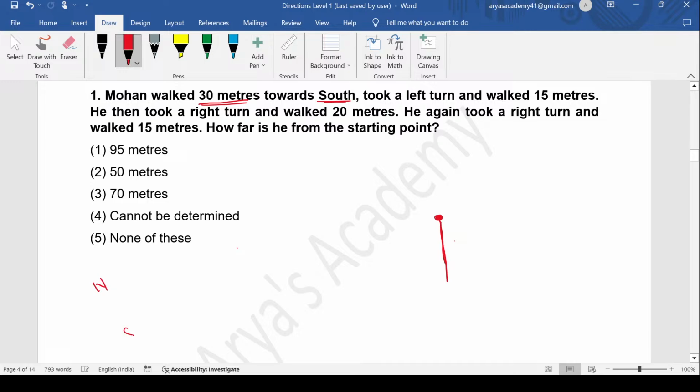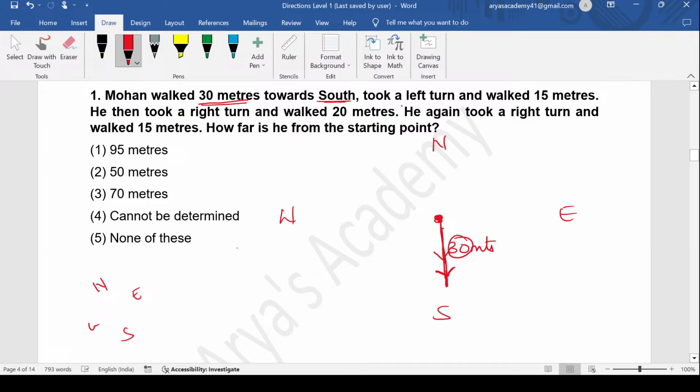North, south, east, and west. If you want, I can write it for yourself. North, south, east, and west. So he started here and he has gone towards south. And that too for how many meters? He has gone for 30 meters. The numbers are also very important. And which direction? South. You can indicate arrow mark if you want, but that's not required. On practice, you'll come to know. So I've gone for 30 meters and towards south.